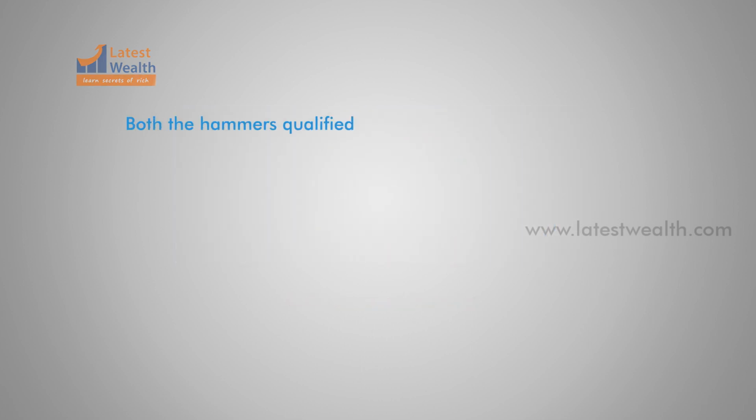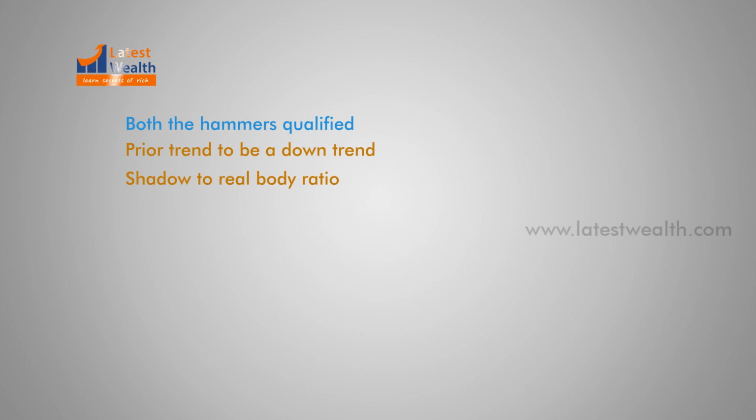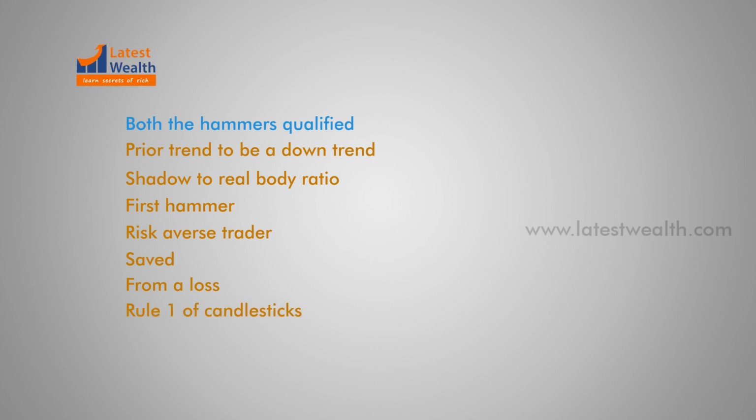Both hammers qualified on the preconditions of a hammer. That is, one, the prior trend is to be a downtrend. Next, the shadow to real body ratio. See here, the prior trend is down and here is also a downtrend. On the first hammer, the risk averse trader would have saved himself from a loss making trade, thanks to rule number 1 of candlestick. However, the second hammer would have enticed both risk averse and risk taker to enter the trade. After initiating the trade, the stock did not move up. It stayed nearly flat and cracked down eventually.